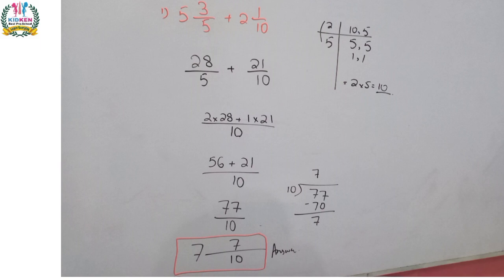So simply we can divide the denominators: 5 twos are 10, so we write 2 multiplied by the numerator 28, plus we divide the other denominator 10 by 10, 10 ones are 10, so we write 1 into 21. Then 28 into 2 we have 56 plus 1 into 21 we have 21. So 56 plus 21 we have 77 upon 10. So we divide 77 by 10 and we have the answer 7 whole 7 upon 10.